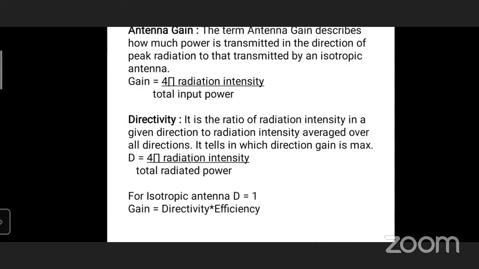Now, second is antenna gain. Antenna gain describes how much power has been transmitted in the direction of peak radiation compared to that transmitted by an isotropic antenna. Mathematically, it is equal to 4 pi times the radiation intensity of the antenna over the total input power. Third parameter is directivity. It is the ratio of radiation intensity in a given direction to radiation intensity averaged over all directions. Basically, antenna gain and directivity are almost the same thing, but efficiency is taken into consideration while calculating the gain of the antenna. So if the efficiency of the antenna is unity, then gain will be equal to directivity.